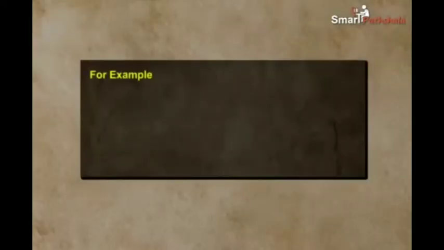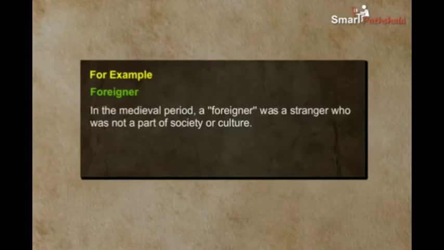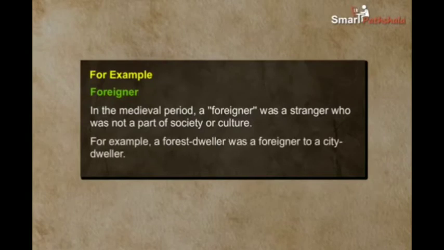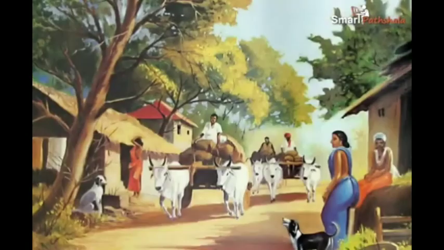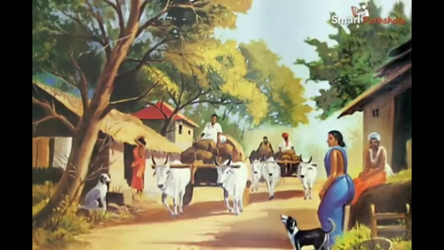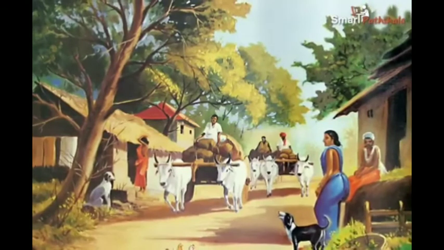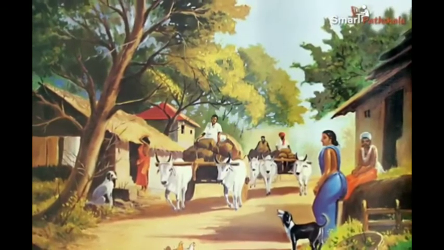Another example is the word foreigner. In the medieval period, a foreigner was a stranger who was not a part of society or culture. For example, a forest dweller was a foreigner to a city dweller. In contrast, two persons from the same village were not foreigners to each other, even if they followed different religious or caste backgrounds.